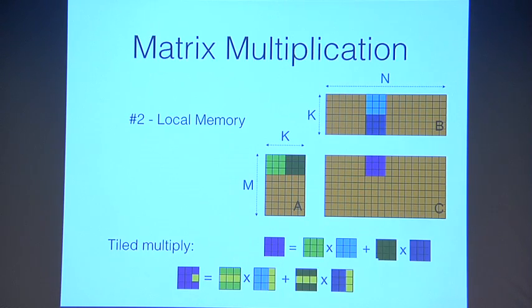So his first optimization, as you might expect, is to cache things in local memory: do some reads into local memory, do the multiplications there, and then go on.